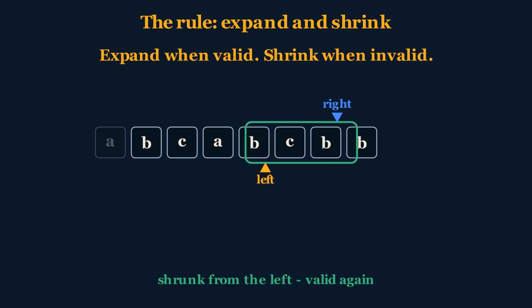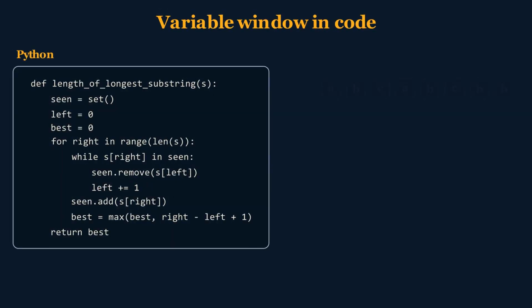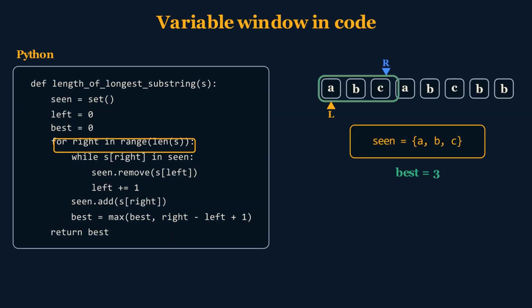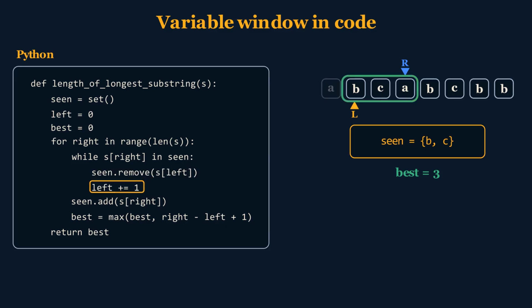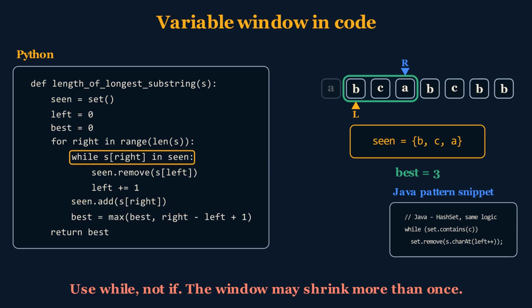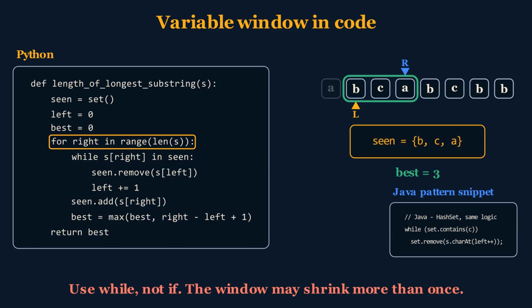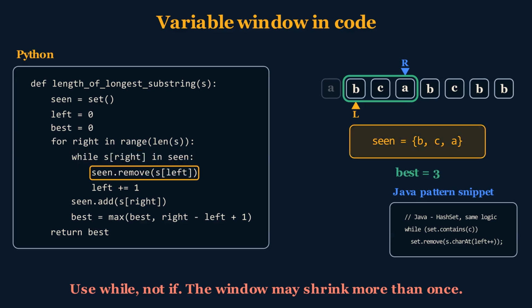Expand when valid, shrink when invalid. Now the code, slowly. The set holds the characters currently inside the window. Left and right mark its edges. For each new character on the right, while it's already in the set, we remove the leftmost character and move left forward. We keep shrinking until the duplicate is gone. Then we add the new character and update our best length, which is right minus left plus 1.